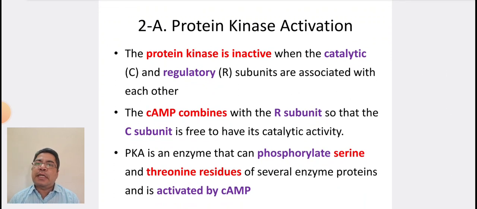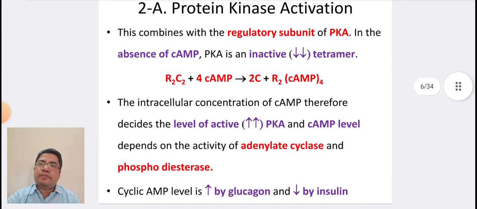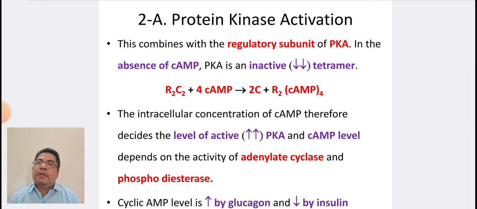The protein kinase is inactive when the catalytic and regulatory units are associated with each other. The cyclic AMP combines with a regulatory subunit so that the catalytic subunit is free to have its own catalytic activity. Protein kinase A is an enzyme that can phosphorylate serine and threonine residues of several enzyme proteins and is activated by cyclic AMP. This combines with the regulatory subunit of PKA.